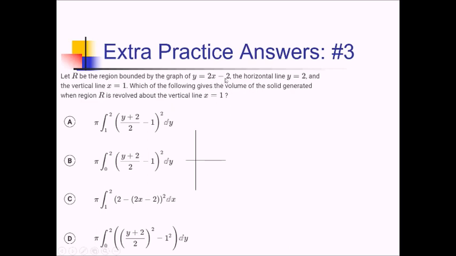So I have 2x minus 2. That's a y-intercept of negative 2, slope of 2. It's a line that looks something like this. We have the horizontal line y equals 2. That's going to be somewhere up there. And then we have the vertical line x equals 1.